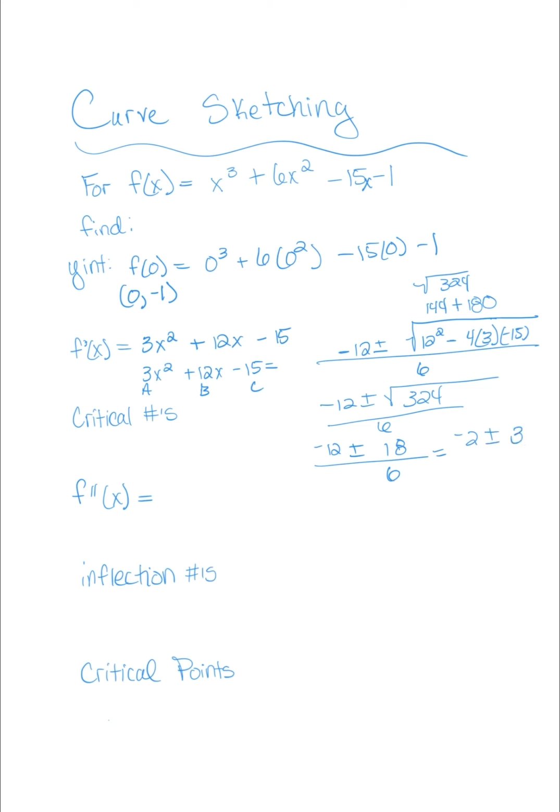So that means we have two critical numbers because we have this plus or minus. And so it's going to be negative 2 plus 3, which is going to be 1. And then we also have a critical number at negative 2 minus 3, which is negative 5. So we have a critical number at x equals 1 and x equals negative 5.